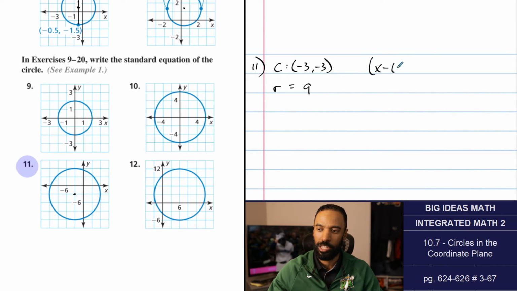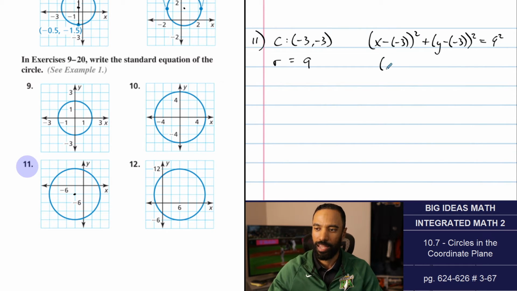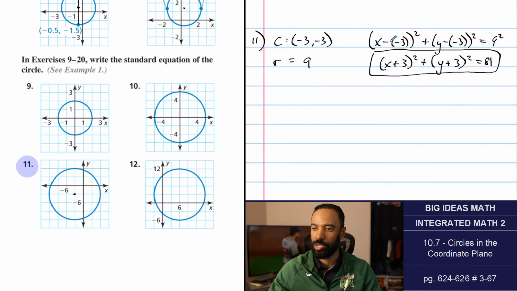This would be x minus -3 quantity squared, because this is my first time doing it, plus y minus -3 quantity squared equals 9 squared. X minus -3 is x plus 3. Y minus -3 is y plus 3. 9 squared is 81. So there's the equation. That's what it will look like.